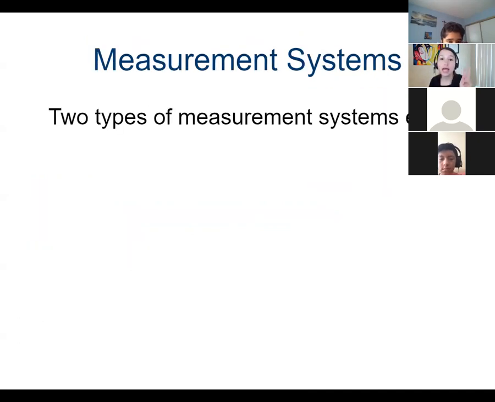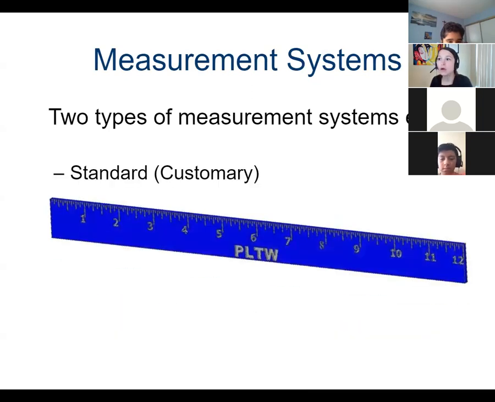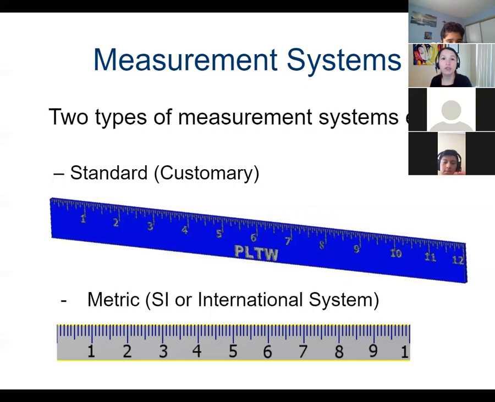Okay, so there are two types of measurement systems out there. The standard customary way, which is what we're used to. It's inches, yards, feet, miles. That's the customary way. Then there's the metric way, which uses centimeters, millimeters, meters, kilometers. So everyone in the world uses the metric system, except the United States. The United States is the only country in the world that uses a standardized system.